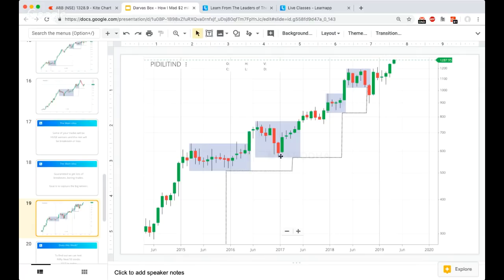Your stop loss would be waiting to close below this bar. It doesn't happen. Waiting to close below this bar, it doesn't happen. Waiting to close below this bar. What do we do? Please type your answers. I hope most of you are right.